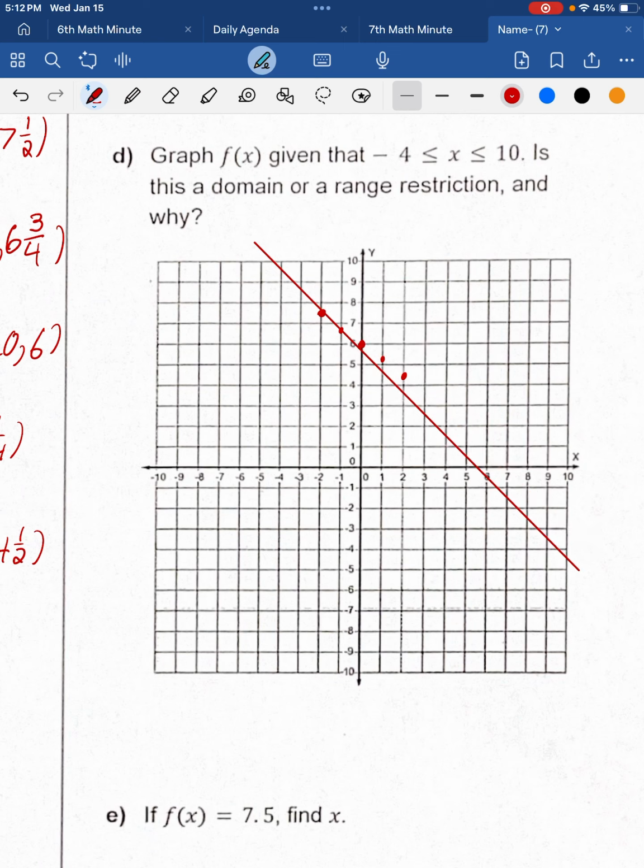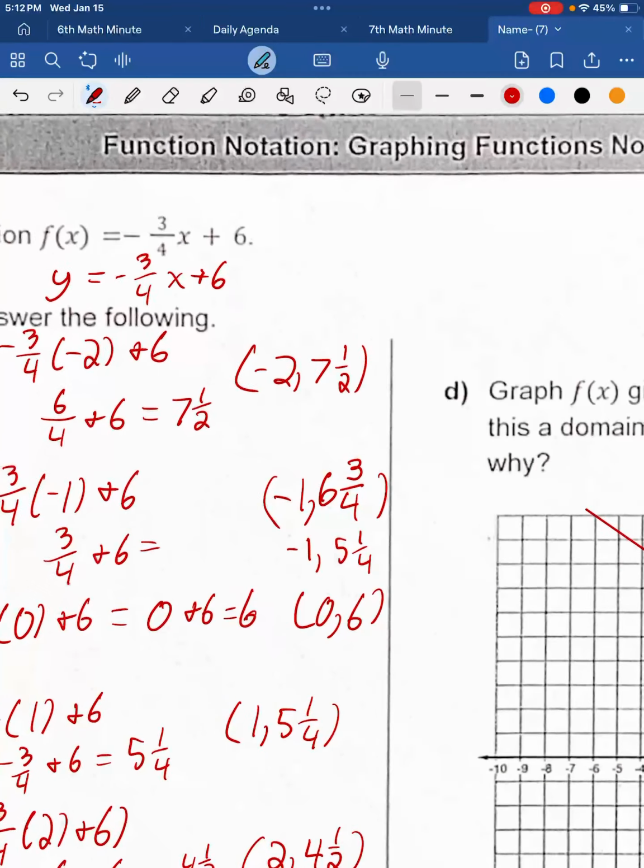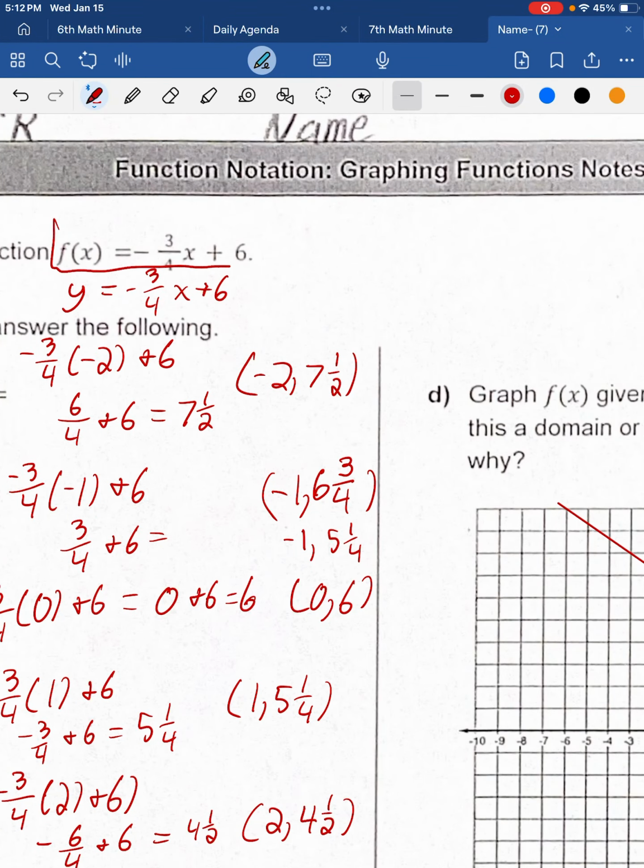I could probably do a better job making that straight line. My starting, my ending. All right, that line is a little bit better. So, real quick, I want to go back to where I made the mistake. This mistake I made, I said -1 and 5 and 1/4. This is clearly a function. This is clearly a straight line.